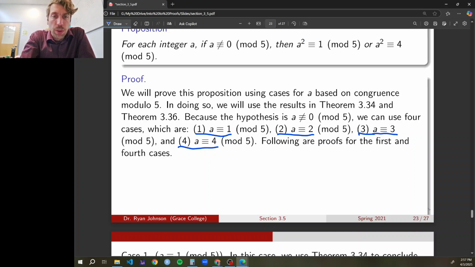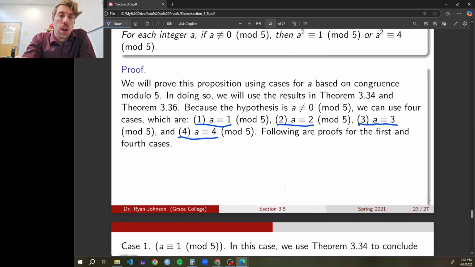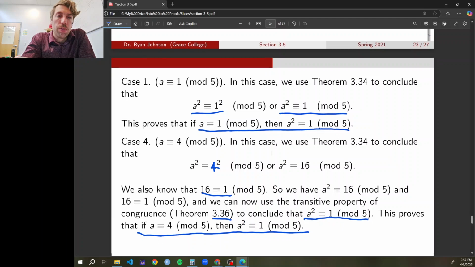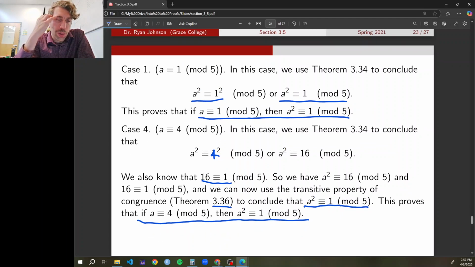So case 1 is when a is equivalent to 1 mod 5. Case 2 is when a is equivalent to 2 mod 5. Case 3 and 4, so on and so forth. The proofs are provided in your book for 1 and 4, and I'll follow those proofs real quick. When a is equivalent to 1 mod 5, then in this case theorem 3.34 says a squared is equivalent to 1 squared, or you can simplify that because 1 squared is 1. So that proves that if a is equivalent to 1 mod 5, then a squared is equivalent to 1 mod 5.